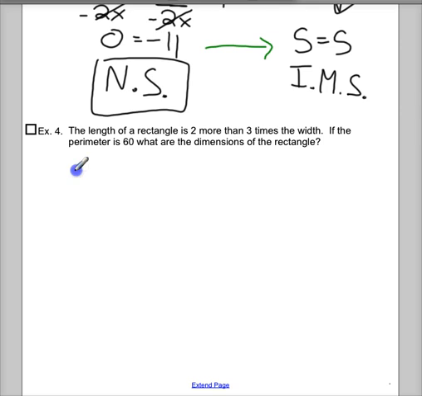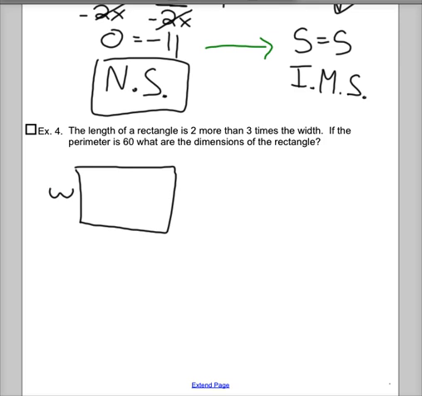So I'm going to draw myself a little picture here. I'm going to sketch a picture of what this rectangle looks like. So the length is 2 more than 3 times the width. All right, so we have to find the length given what the width is. So we don't know the width though, so I'm just going to call it W.